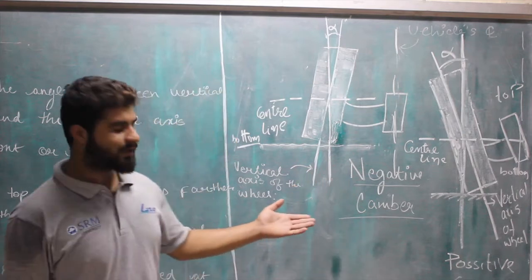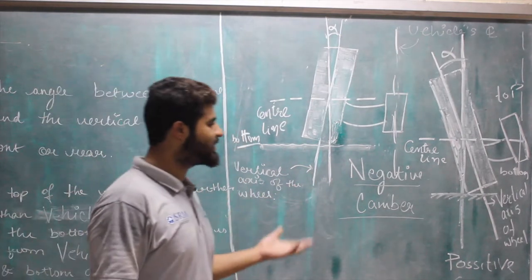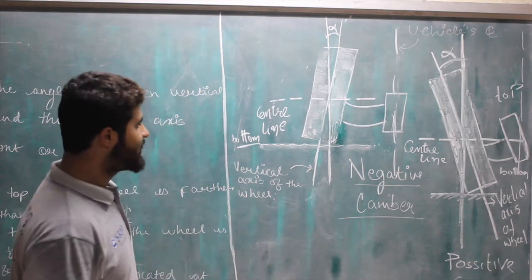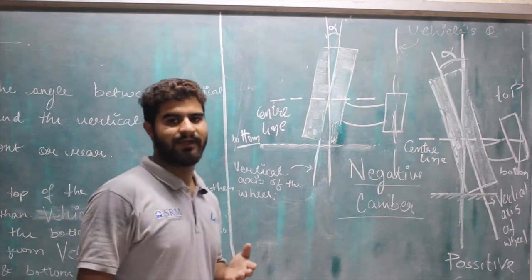Now the other part is negative camber. Why do we need negative camber? Why do we have negative camber? Its importance is that it's basically used to increase your stability.